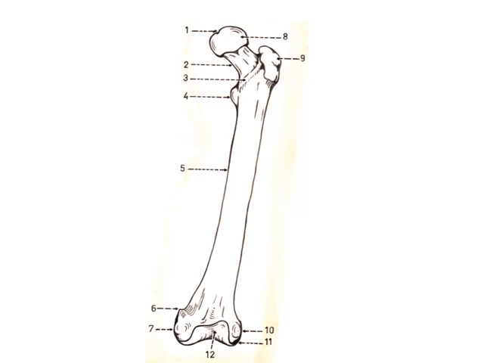shows the head, number 1, the neck, number 2, and 2 rough elevations for muscle attachments called greater and lesser trochanters. Number 9 is the greater trochanter. Number 4 is the lesser trochanter.